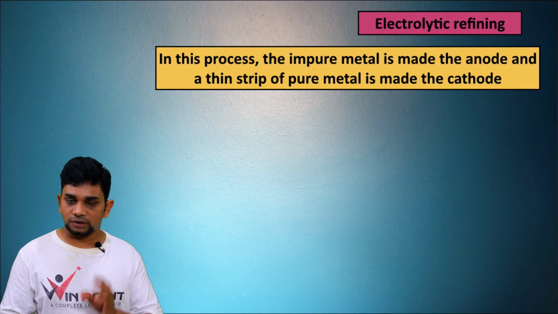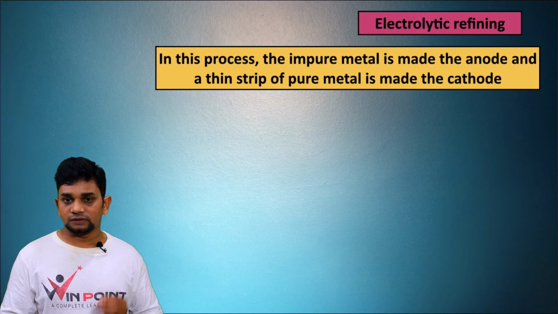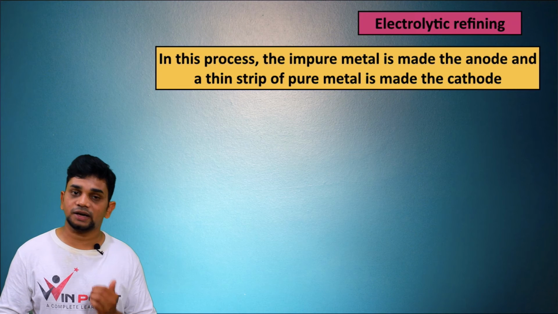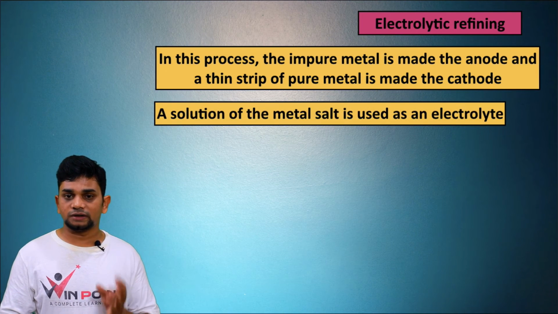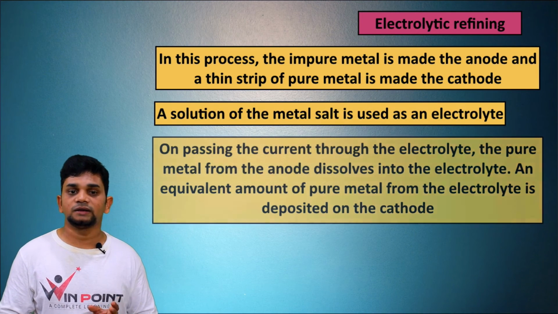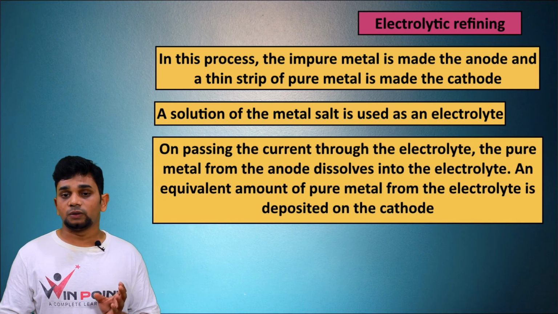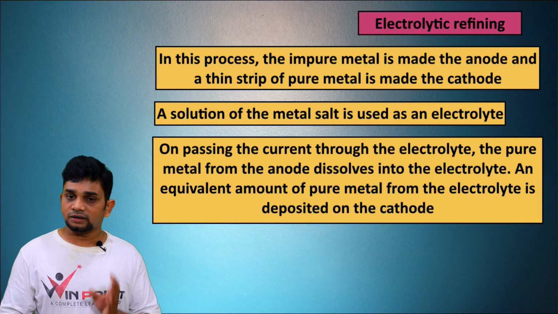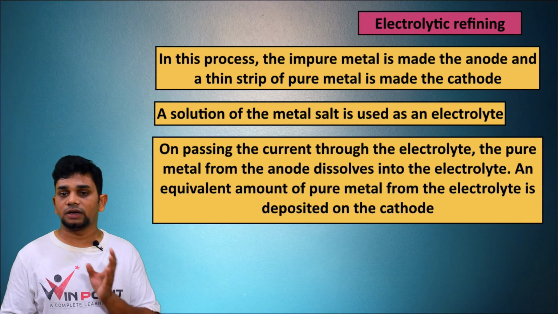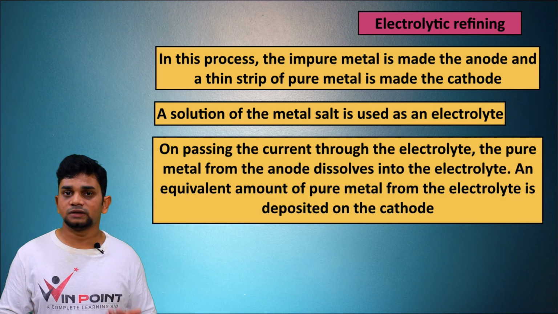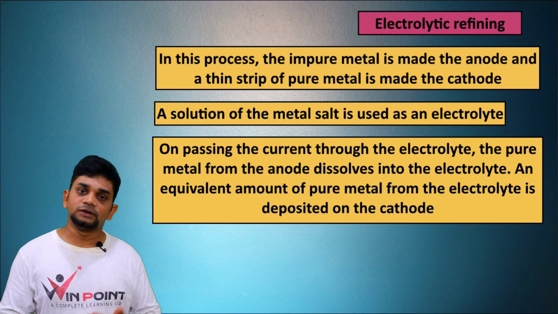Electrolytic refining. Now we can write the general case. In this process, the impure metal is made the anode and a thin strip of pure metal is made the cathode. A solution of the metal salt is used as an electrolyte. On passing the current through the electrolyte, the metal from the anode dissolves into the electrolyte. An equivalent amount of pure metal from the electrolyte is deposited on the cathode. You can write it in your own words, but you need to go through it and learn it.